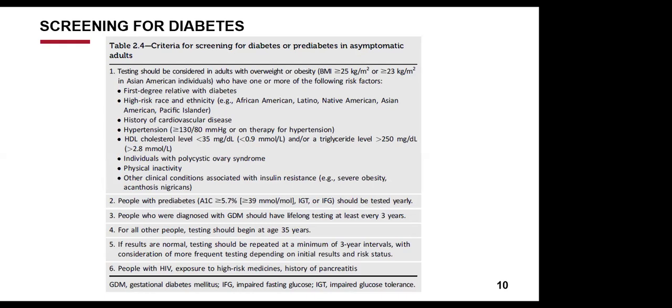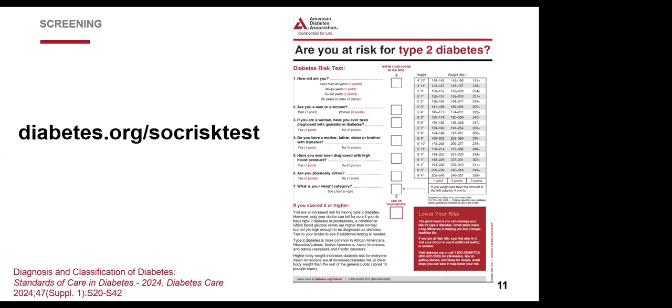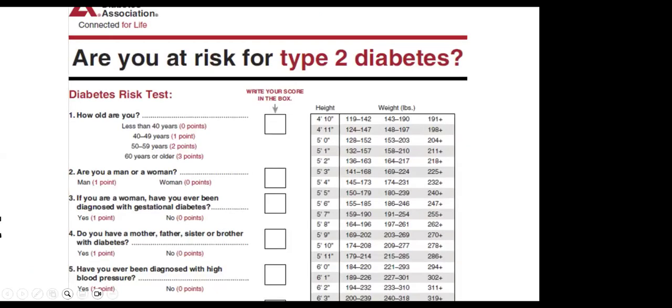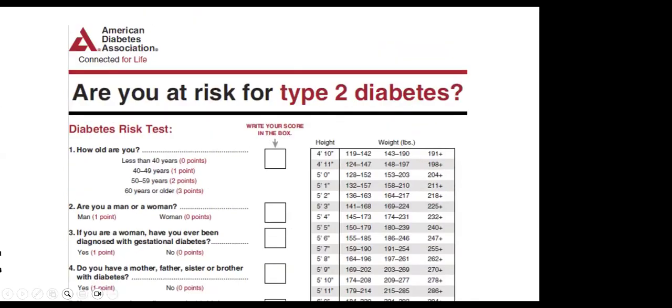And then for all other people, we should be screening them for diabetes once they reach the age of 35 years, as well as people with HIV and those receiving high-risk medicines like glucocorticoids or antiretrovirals. So this is one of the screening tools from the guidelines, and it can be used even to assess yourself.